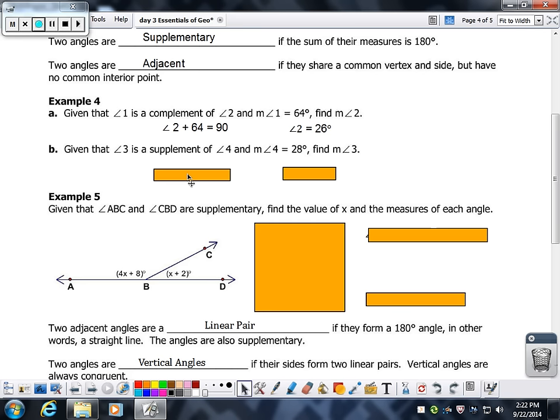Given that angle 3 is a supplement of angle 4 and angle 4 is 28, find the measure of angle 3. Same thing, except for this time instead of equaling it to 90, it's going to be equal to 180. So this time angle 3 plus 28 equals 180. We subtract 28 from both sides and we get angle 3 is equal to 152 degrees.